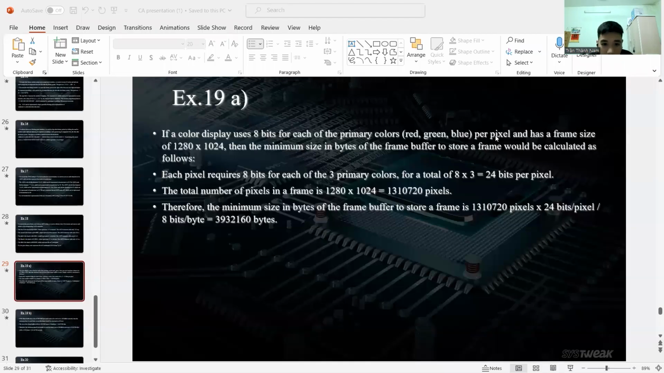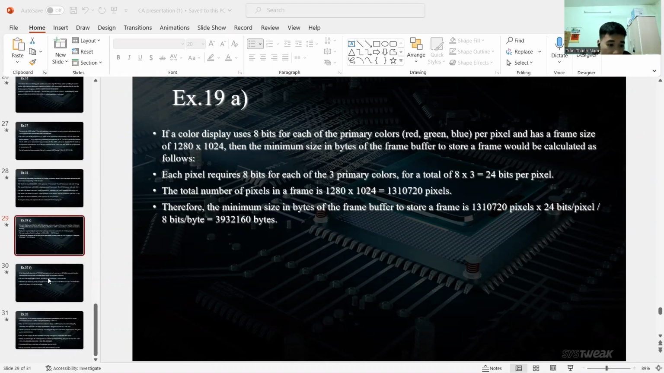Okay, so the minimum size in bytes of the frame buffer to store a frame is 1310720 pixels multiplied by 24 bits per pixel, divided by 8 bits per byte, which is 3932160 bytes.